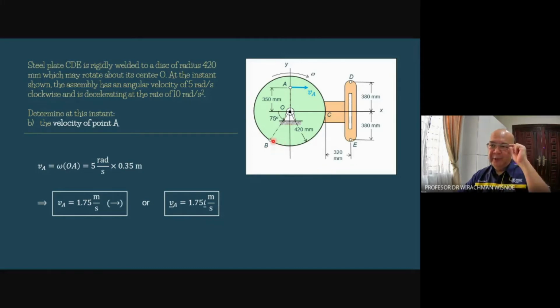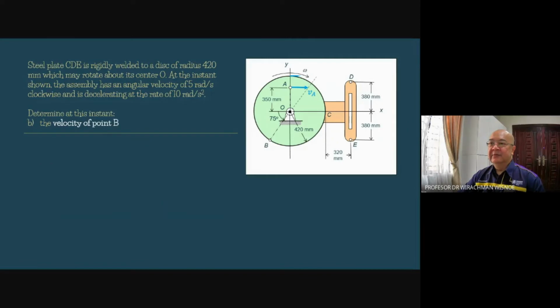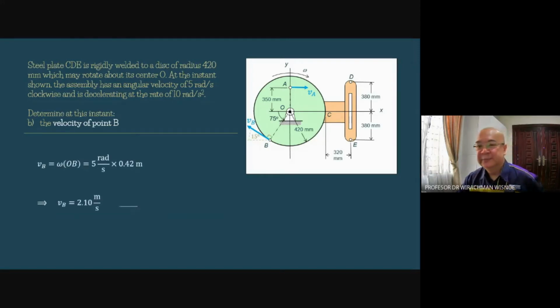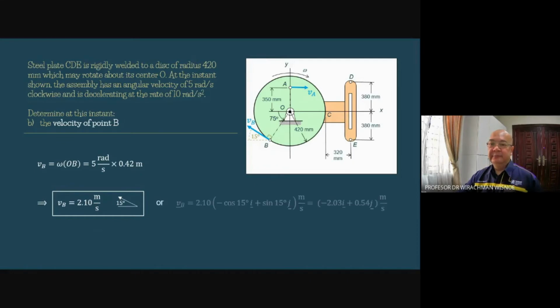The velocity at point B is omega times the distance from O to B. The velocity is the same everywhere on the perimeter of the disk, except the direction changes. For VB, with the same formula, you obtain the value and the angle direction. This angle is 90 minus 75, 15 degrees. Or you may write it like this, a vector representation.